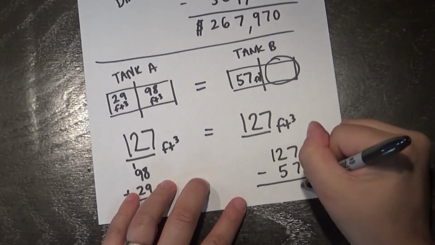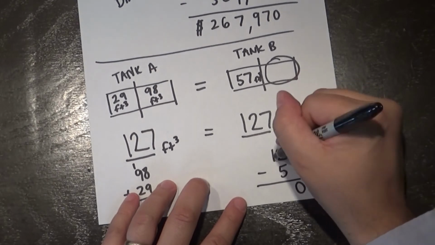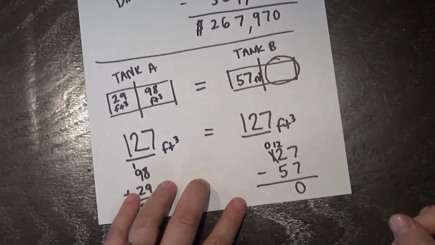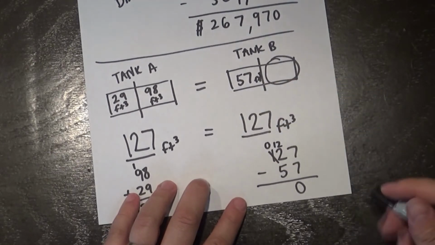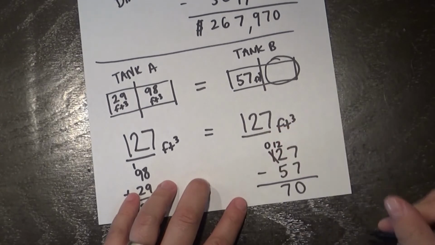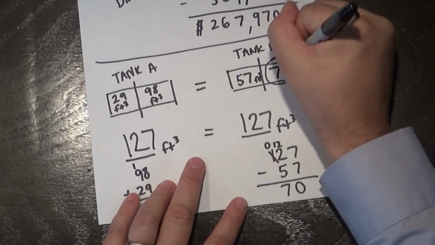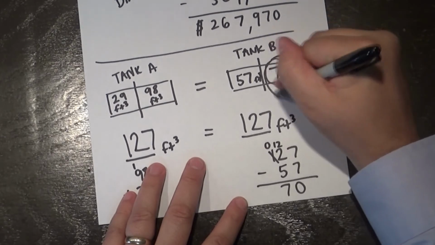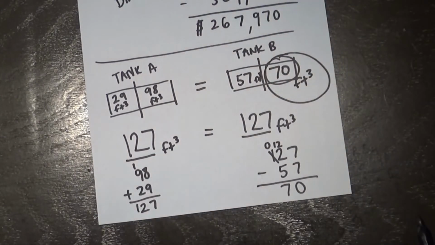When I subtract, 7 minus 7 is 0. 2 minus 5, I'm going to have to borrow, which I can do, which basically just becomes 12 anyway. So 12 minus 5 is going to give me 7. So my unknown part right here is going to be 70, and I have to throw my label in there somehow, so it's 70 cubic feet. Really important to have that label in there and to make sure our answer is clear.